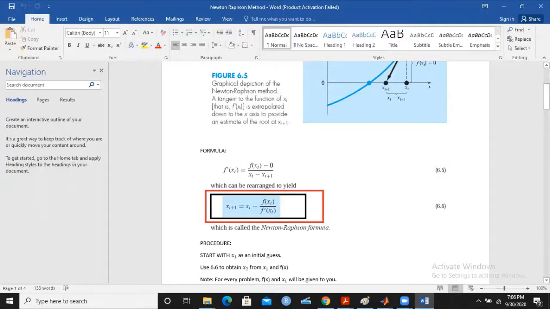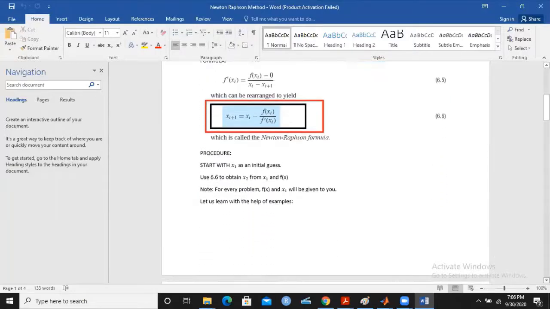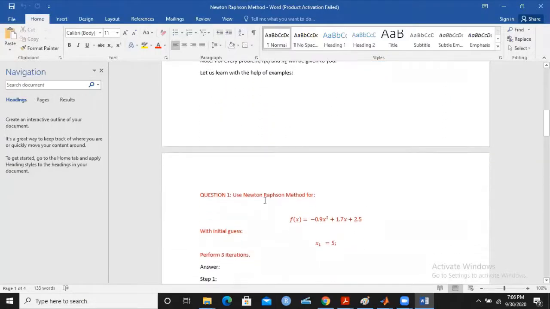So to understand it, let us go through a solved example. Now I have a function f of x. Please bring your notebook, pen and calculator and solve it side by side, okay? The function is given to you: minus 0.9x squared plus 1.7x plus 2.5. Initial condition is given to you. I am using the index 1.